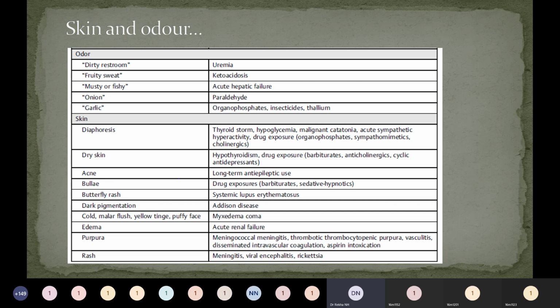Then the presence of a purpura. It can be due to vasculitis. Earlier I told you a butterfly rash is systemic lupus erythematosus. So the presence of a purpura suggests vasculitis.